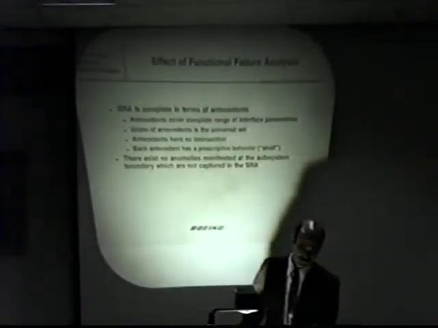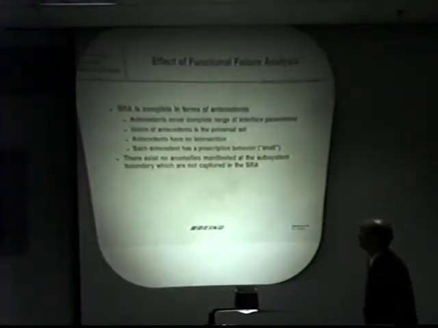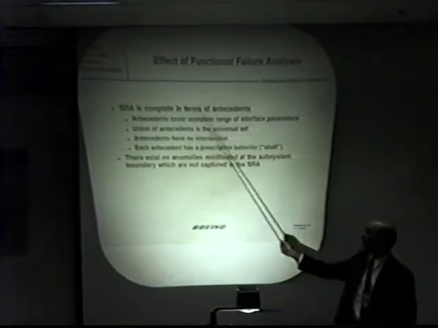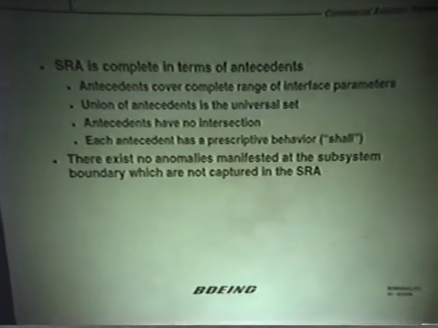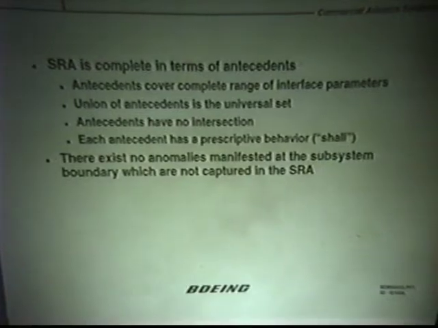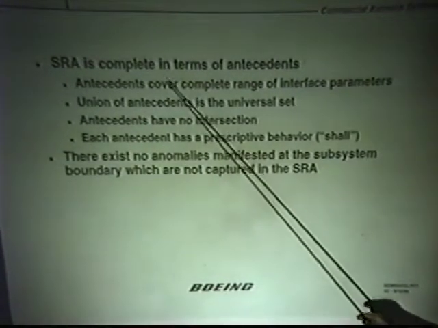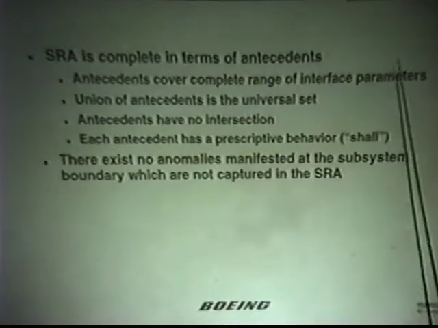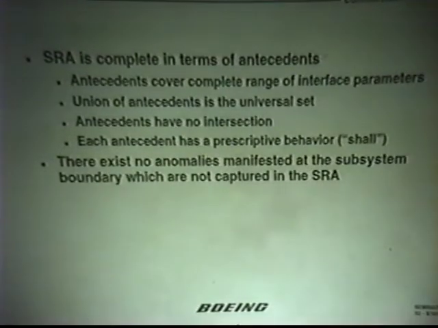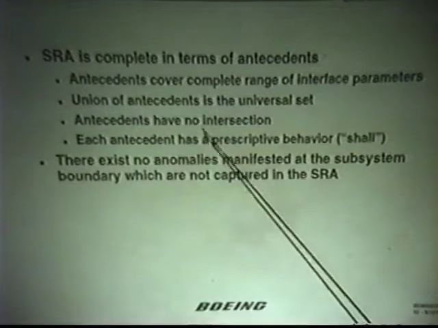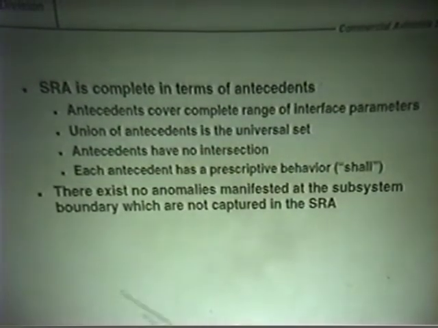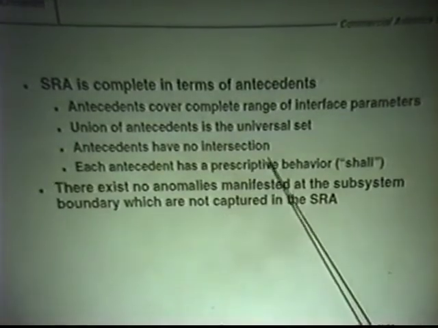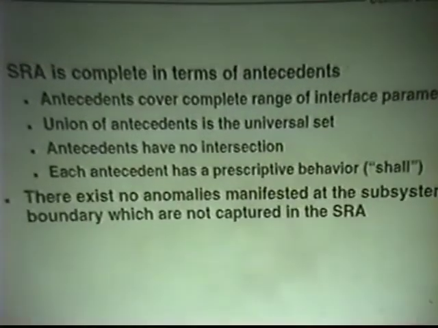So, what's the effect? Well, the SRA is complete in terms of the antecedents. There are no parameters that the subsystem can experience that are not defined in the system requirements analysis. The antecedents provide coverage over a complete range. The union is the universal set. The antecedents have no intersection. That's really important. We talked about last week in terms of mutual exclusivity. And each antecedent has a prescriptive behavior, a shall, associated with it.